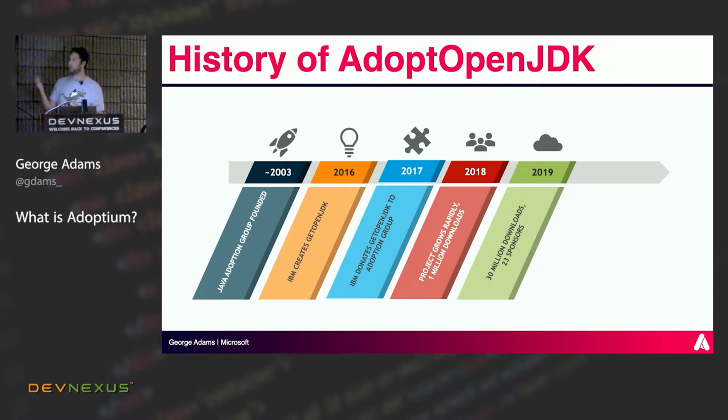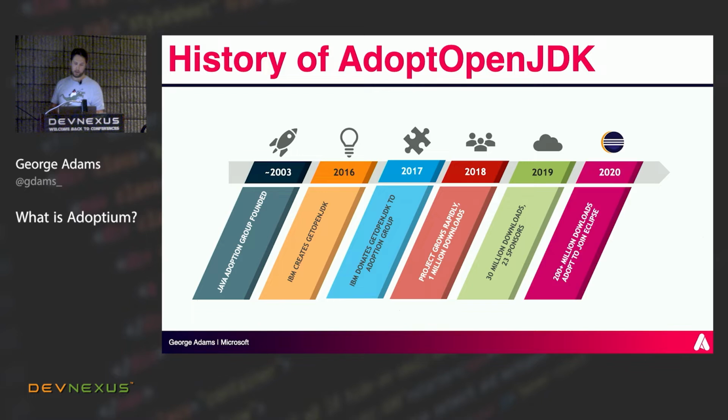A lot of that was to do with obviously the Oracle license change agreement at the time. A lot of people just wanted a vendor-neutral build of OpenJDK that they could trust. And so it obviously filled a sort of niche pocket in the market quite nicely.